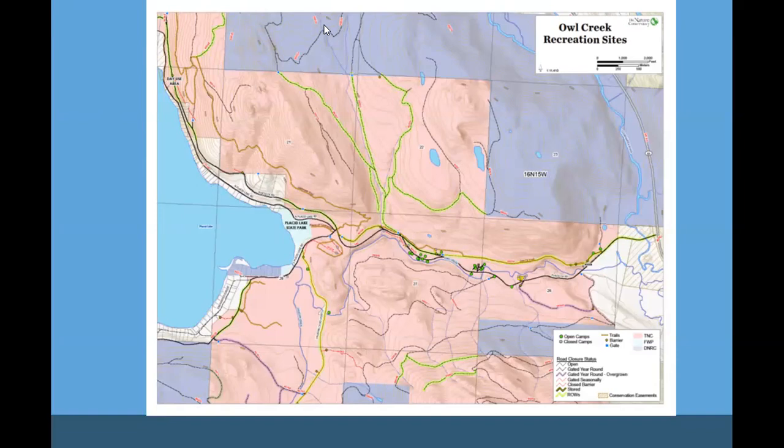Yeah, thank you for pointing that out, Lauren. That's exactly right. The Nature Conservancy is primarily a conservation organization. And we do have some recreation, but we do not have near the expertise that Fish, Wildlife and Parks has in managing this sort of intense use.